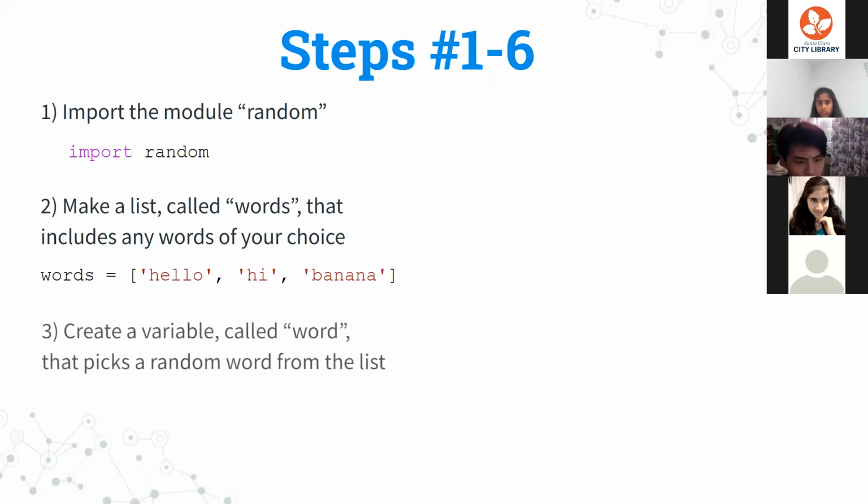So now we'll move on to the third step. Now you're going to create a variable called word that picks a random word from the list. As a hint, remember that to pick a random word from a list, you need to use the random.choice command. So you guys can take a few minutes to try this. Let us know in the chat when you're done.